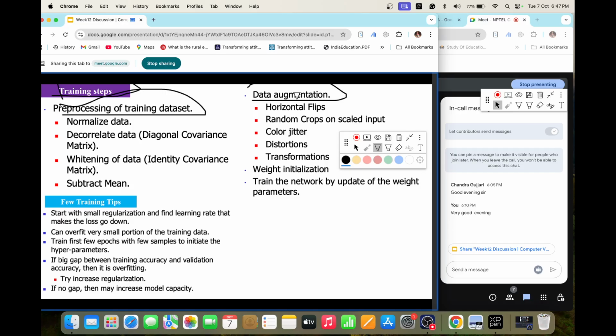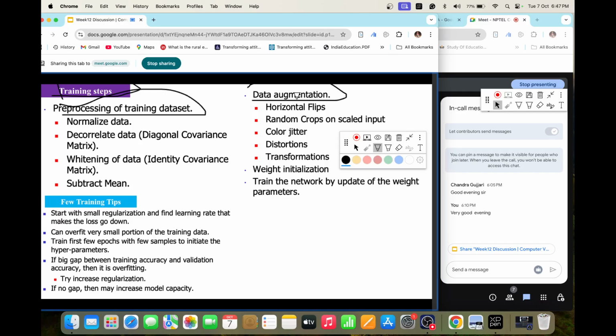Otherwise, if you are training on only a very small number of images, what will happen is that whenever you get a different test set for your trained model, it will not give you the right result.